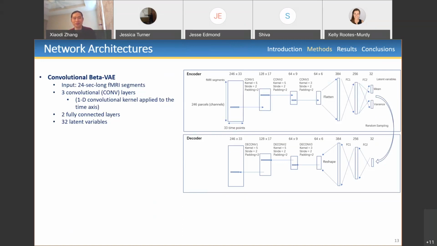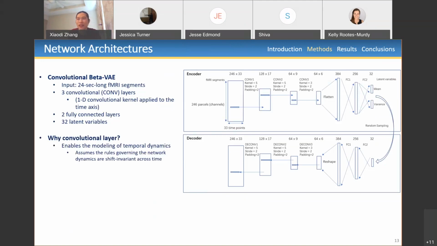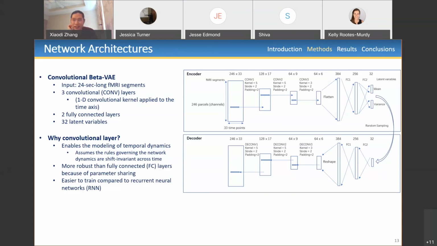original fMRI segment. And the reason why we use convolutional kernels here is to model the temporal dynamics, because we are applying a 1D convolutional kernel to the time axis. And I guess it's more robust than the fully connected layer, and it's also easier to train compared to a recurrent neural network. Not necessarily outperforming a recurrent neural network, but in a way it's easier to train. So that's the one we start with.